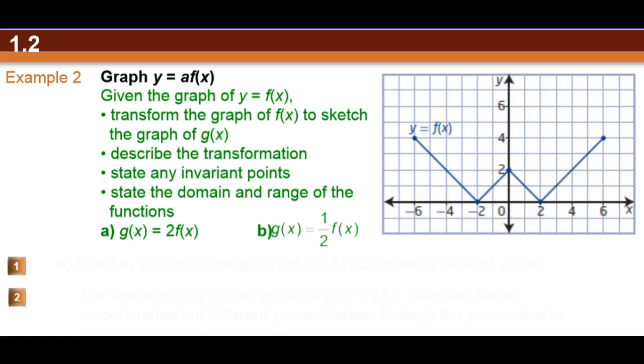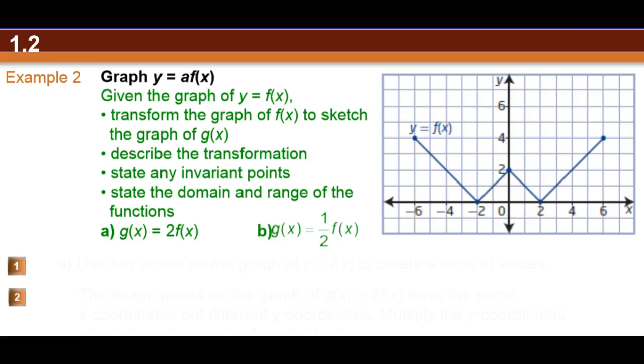Then it says state any invariant points. It's probably best if we graph the picture first and then state the domain and range. Let's just describe this one. What's this for B then? A vertical stretch of a half. That would mean all your y values are just cut in half.